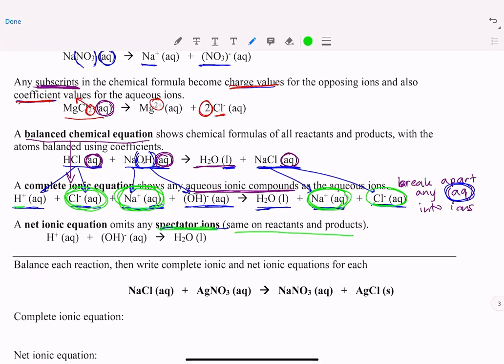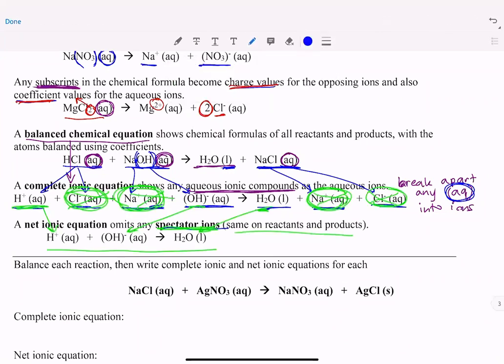H plus is not the same because it becomes H2O, right? And OH is also not the same. So basically you get rid of those spectator ions and you keep everything else, which means you carry down the H plus, you carry down the OH minus, and you carry down the H2O. And that would be called the net ionic equation, is getting rid of all those spectator ions and only writing what's left.